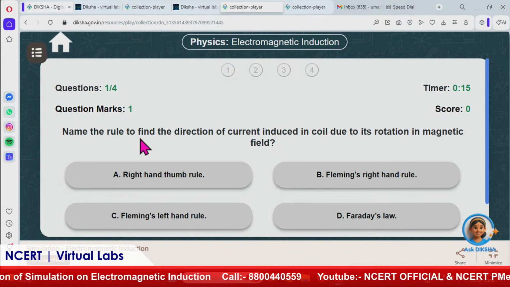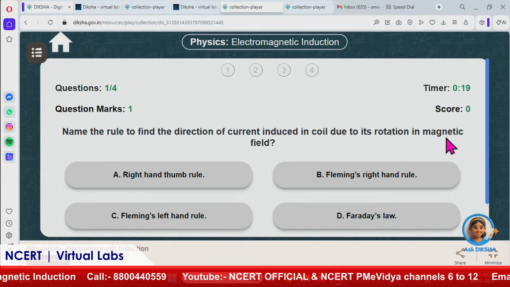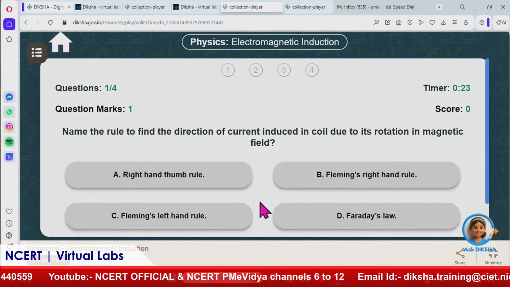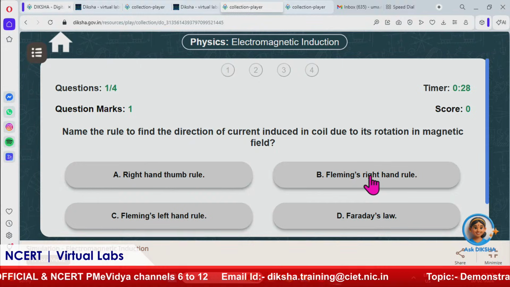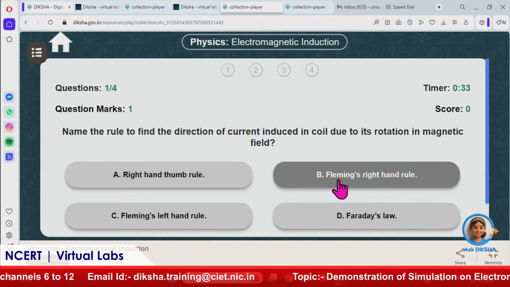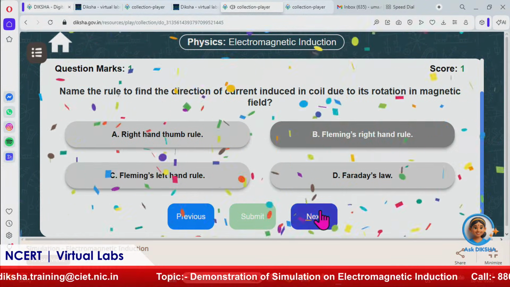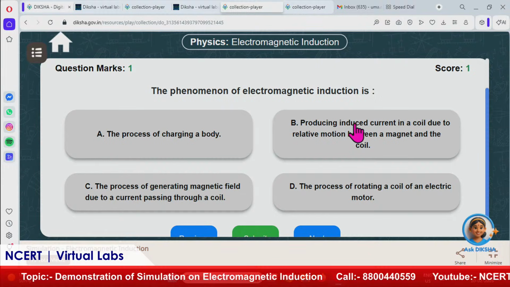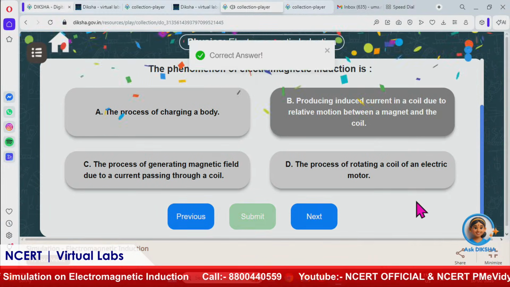Name the rule to find the direction of current induced in a coil due to rotation in the magnetic field. Randomly, let's pick Fleming's right hand rule. Submit. Yes, Fleming's right hand rule, correct. Next, the phenomenon of electromagnetic induction, as we have just understood, is producing induced current in the coil. Submit, correct answer.